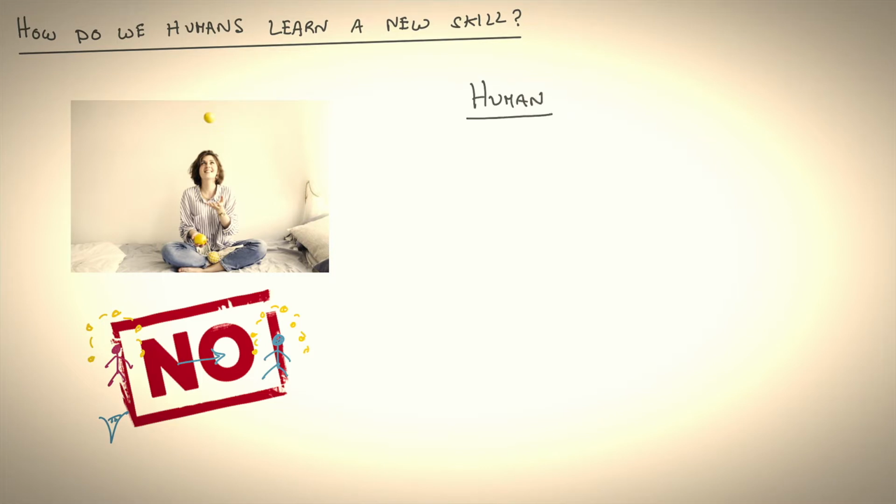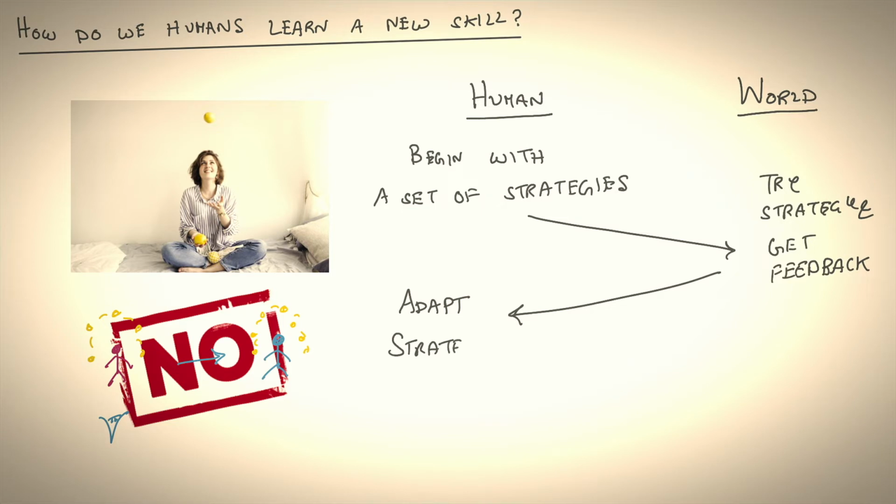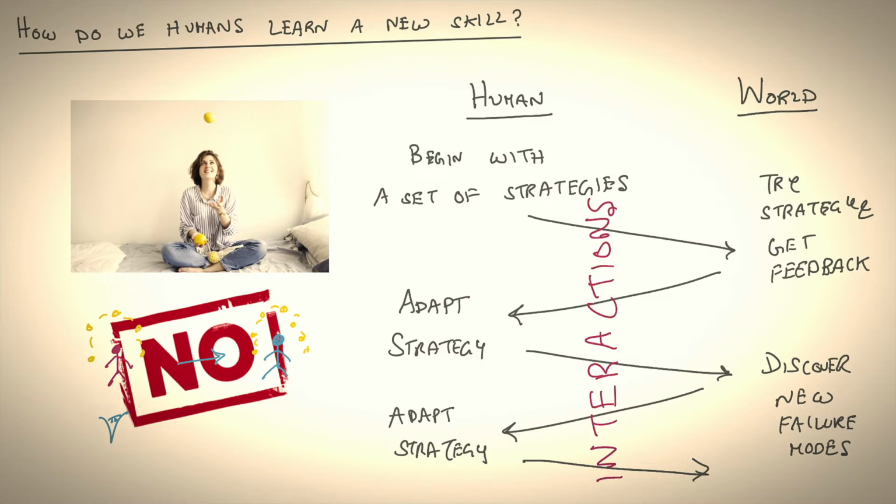The reality is that humans learn by interacting with the world. So they probably begin with a set of strategies, and they try out the strategy and get feedback from the real world. As a consequence, they have to adapt the strategy and discover new failure modes and keep repeating this process. So, humans learn by interacting with the world.